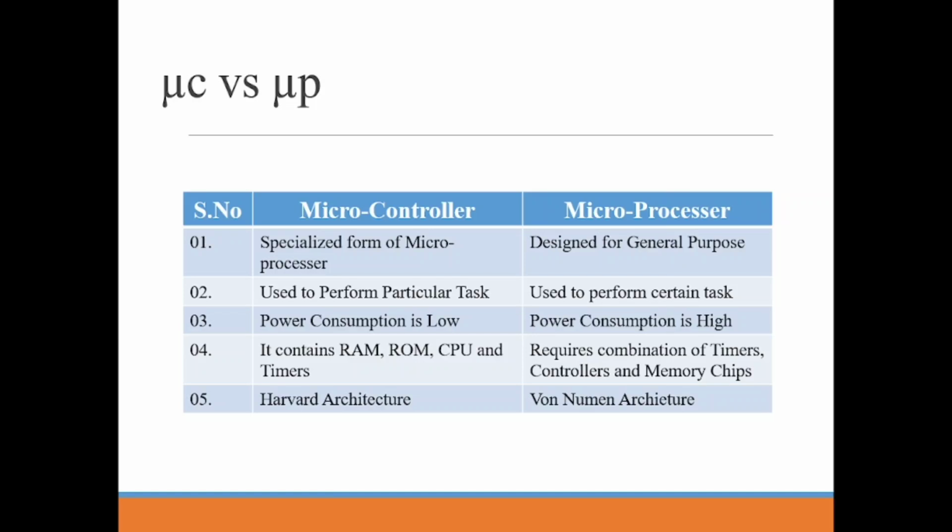A microcontroller contains RAM, ROM, CPU and timers in a single chip, whereas in a microprocessor we need to combine the timers, controllers and memory chips as external peripherals. The Harvard architecture is followed in a microcontroller, whereas von Neumann architecture is followed in a microprocessor. The examples of microcontrollers are PIC16, Atmega, MSP430, STM32, ESP32 controllers. The examples of microprocessors are the 8085 microprocessor, the Intel microprocessor and the ARM microprocessor.